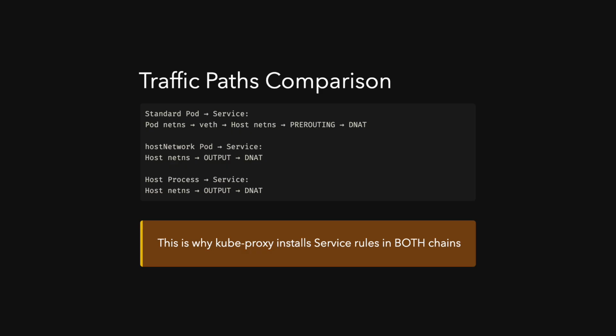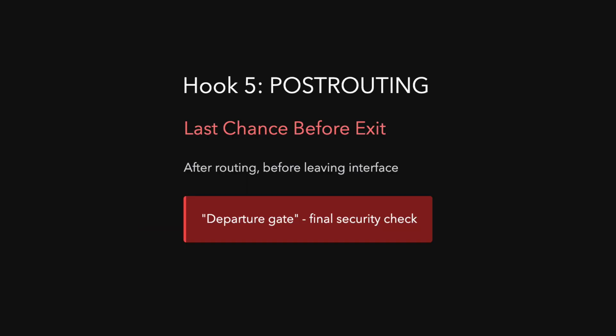So both paths, forwarded packets from forward and local packets from output, now converge at the final hook. It is the post-routing hook, the last checkpoint before packets leave the network interface. Routing is finalized, the output interface is selected, and this is our final chance to modify packets. Think of post-routing as the departure gate at an airport. Your destination is set, routing done, your gate is assigned, interface selected, and this is the last security check before you board the plane, so the packet leaves.